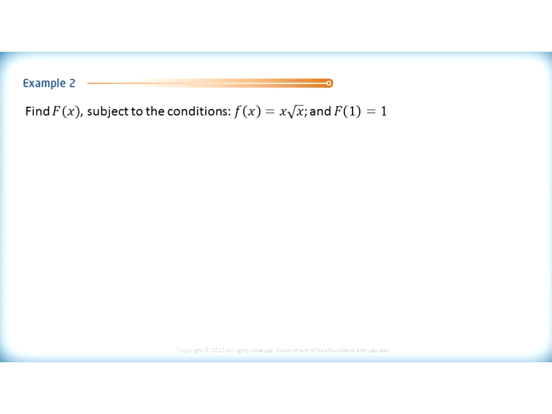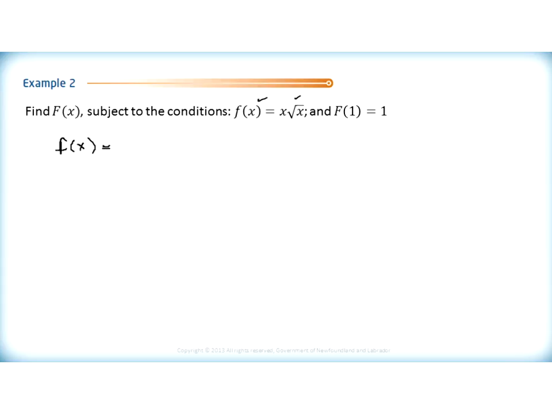So here we go. Find f of x, capital F, subject to the conditions that lowercase f, so its derivative, is x root x, and f of 1 equals 1. Okay, so let's give that a whirl. So if lowercase f is this, let's write it in a friendlier form.